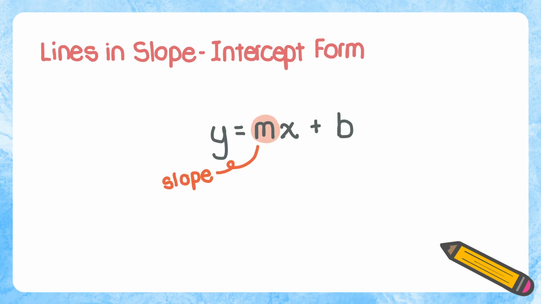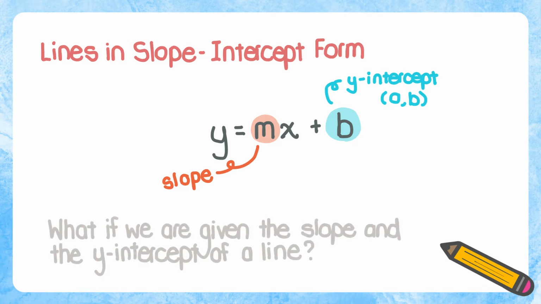M is our slope, so it tells you how slanted the line is. And then b is the y value of your y-intercept. So our y-intercept, 0, b, is the point where the line intersects with the y-axis.